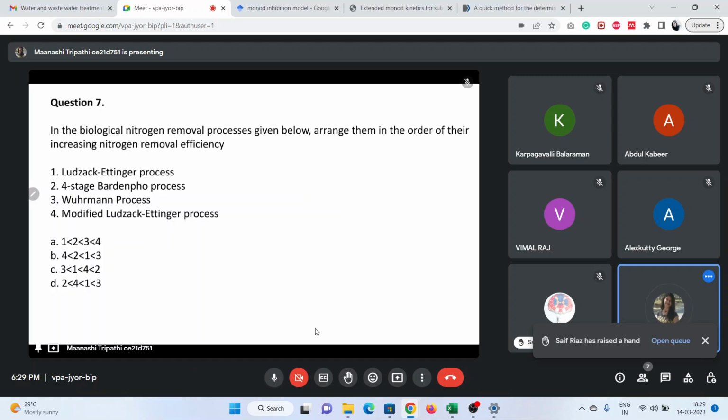In a biological nitrogen removal process, we are removing nitrogen using biological means. Arrange them in order of their increasing nitrogen removal efficiency. This is a kind of memory-based question. So you have to remember these names and you should remember the sequence. Try to answer this question if you remember the sequence. Otherwise, you will see the solution in a few minutes.